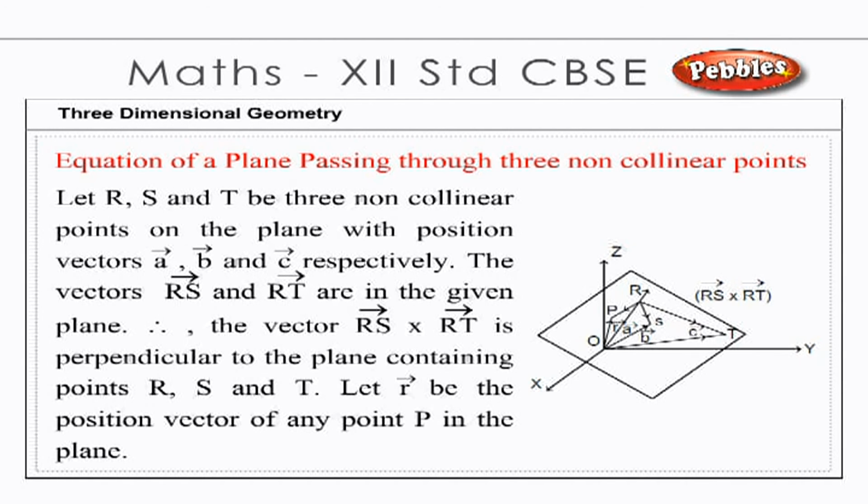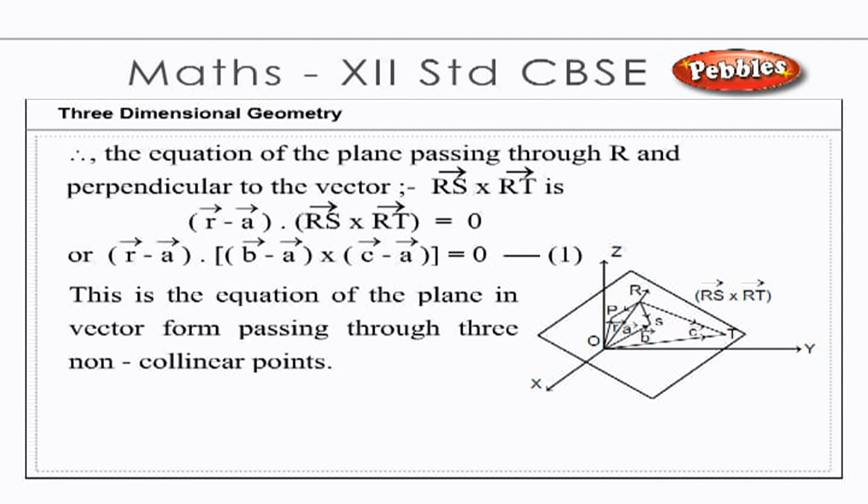Let r be the position vector of any point P in the plane. Therefore, the equation of the plane passing through R and perpendicular to the vector RS vector cross RT vector is (r vector minus a vector) dot (RS vector cross RT vector) equal to 0, or (r vector minus a vector) dot ((b vector minus a vector) cross (c vector minus a vector)) equal to 0, equation 1. This is the equation of the plane in vector form passing through three non-collinear points.